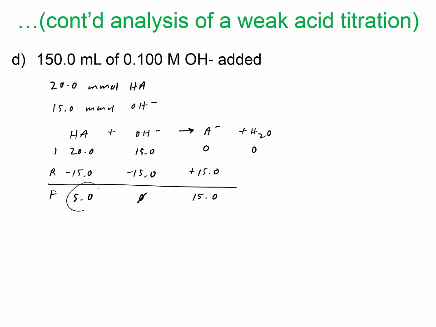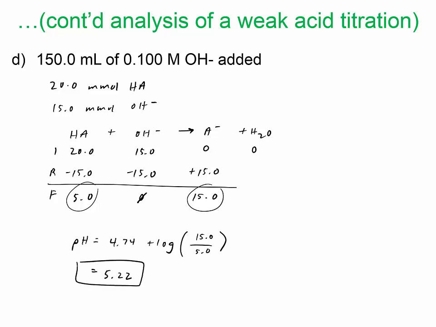But again, we're at another buffer point. So again, nothing too new here. We could use the Henderson-Hasselbalch again at this point. So now we have the log of 15.0 over 5.0. So if we calculate this out, it goes up past the pKa, so now it's greater because we have more base present than acid. So our pH is greater than the pKa, so it's going to go up to 5.22. So that's the pH at this point.